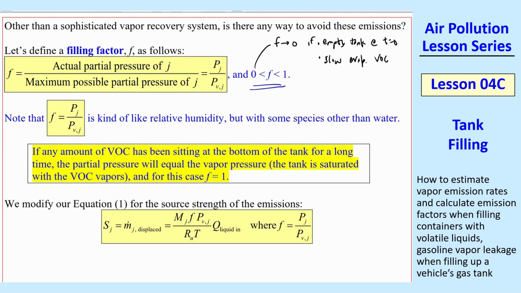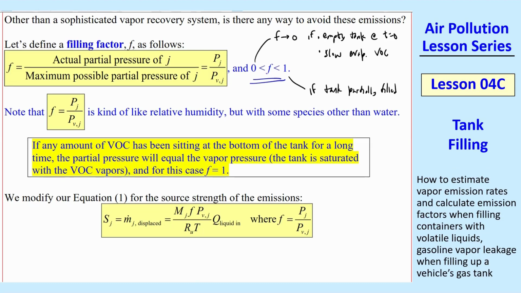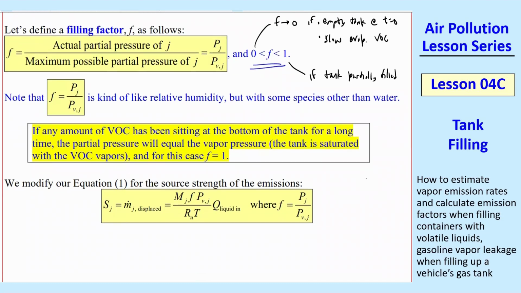So they'll just say it's slowly evaporating, and then your F could be like 0.1 or 0.2 if you fill up this tank pretty fast and you don't splash and stuff like that. You might be able to get away with that. It's 1 if the tank was partially filled and has been sitting around for a long time, like I said.